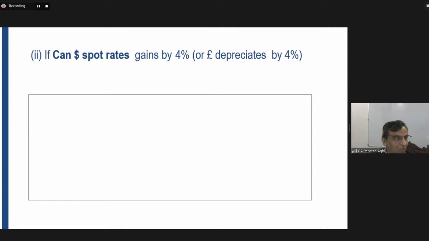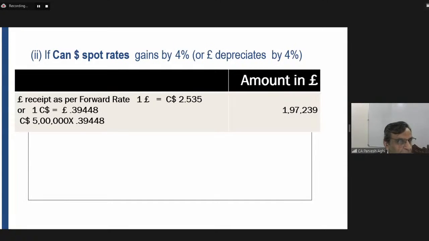So in this case, the company will be upset because they have already taken a forward cover. Had they forecasted the Canadian dollar spot rate after 6 months, they would not have taken a forward cover, because in this case, he is going to lose money. So the first scenario will be the same.